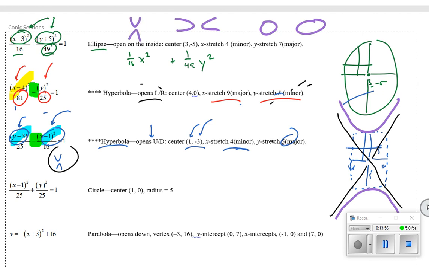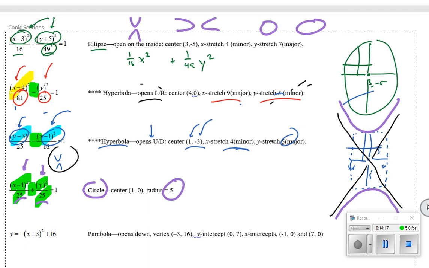Let's look at this one. I've got two squares, and I have a plus. But because these are the same, that tells me it is a circle with the center of +1, 0, and the stretch in each direction is 5.